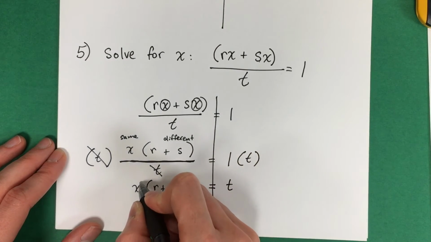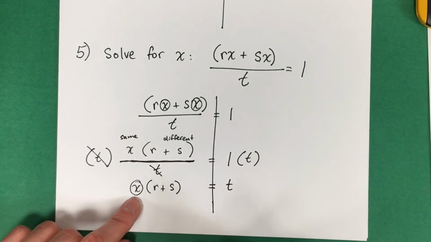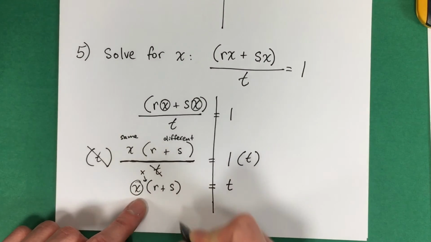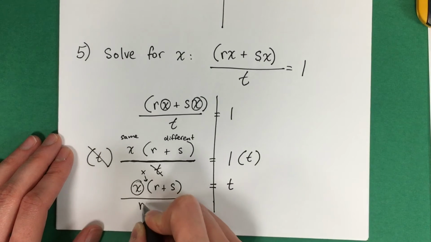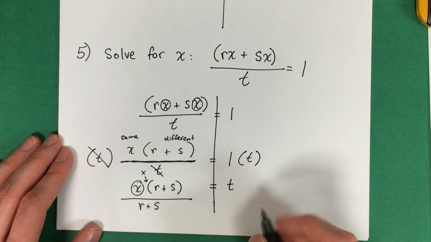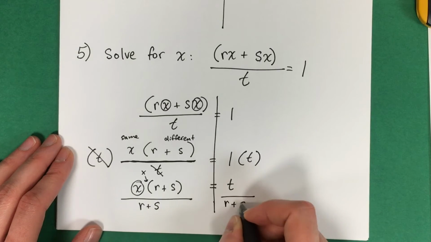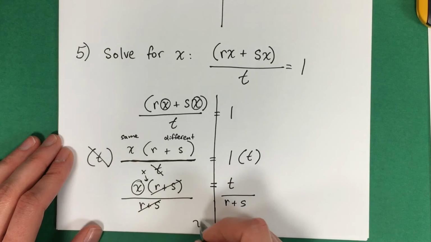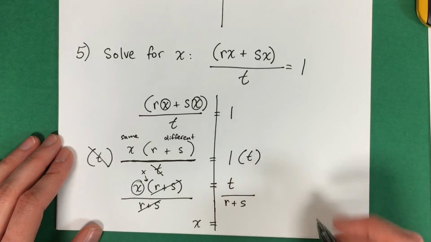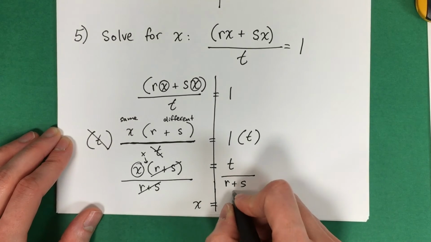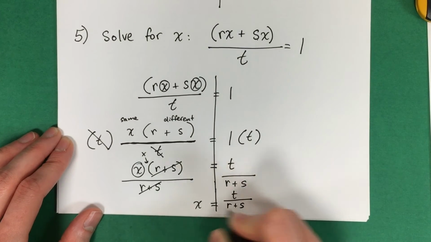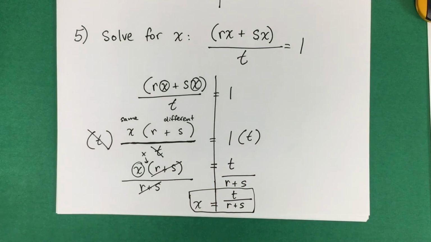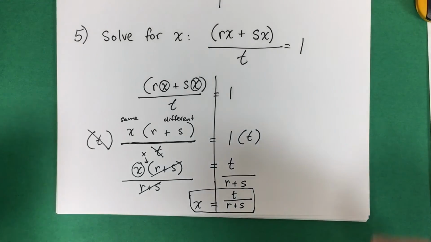I'm going to circle x. I want x alone. I have r plus s. This is multiply. The opposite is divide. R plus s. No parenthesis. Divide here. R plus s. These cancel. They are 1. Copy x equals. And here we copy because they are the same. So t divided by r plus s. There's my final answer. So these are pretty simple, right?